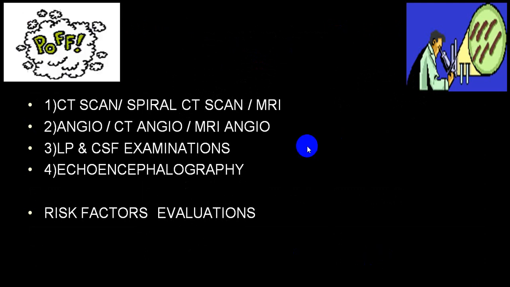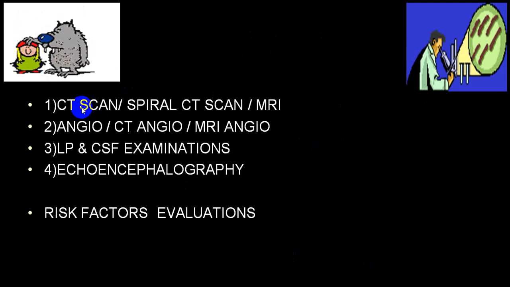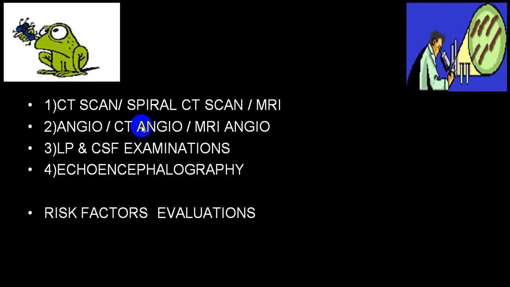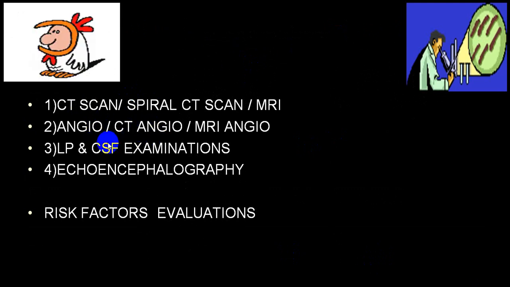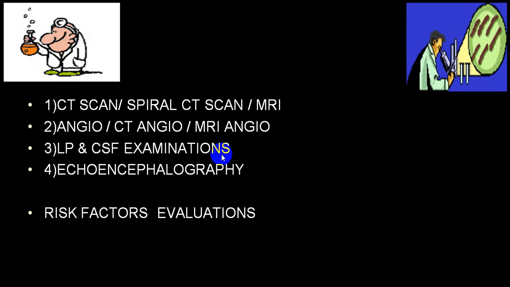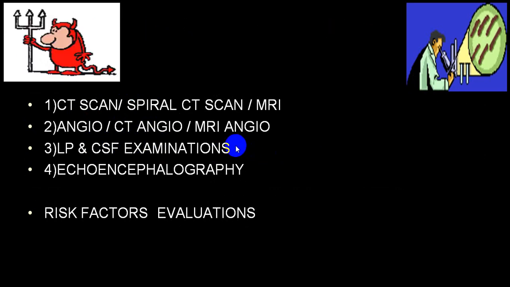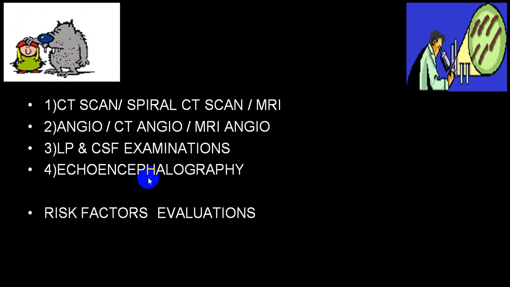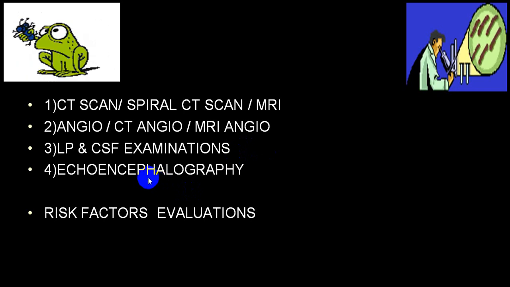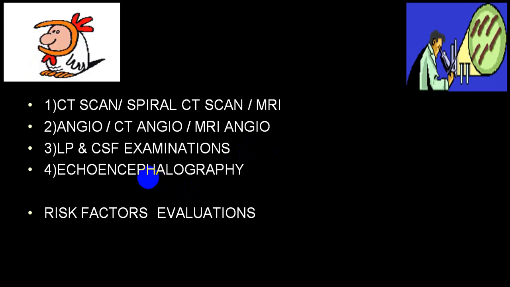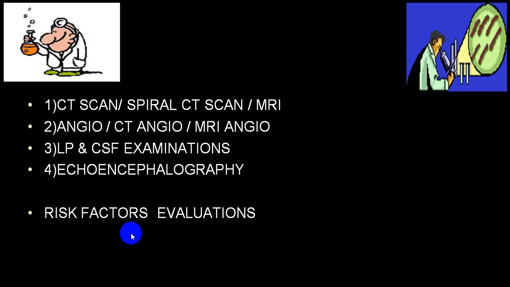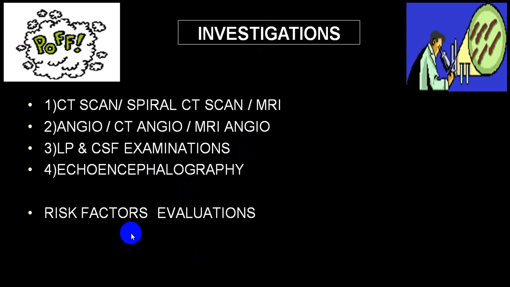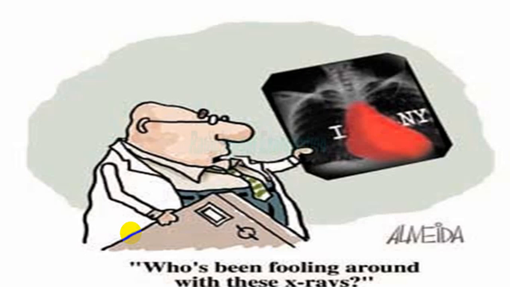Investigations: very commonly, we always go for cerebrovascular imaging, that is plain CT, and then if required, CT angio or MRI angio. CSF examination for the presence of blood and xanthochromia, mainly to rule out hemorrhagic stroke. Echoencephalography will be very useful in case of a hemorrhagic stroke as well as in traumatic injury. And then risk factor evaluation is a must, because the commonest causes are hypertension and atherosclerosis.